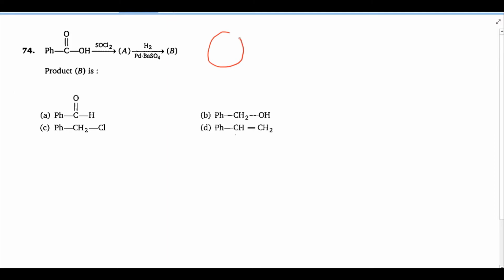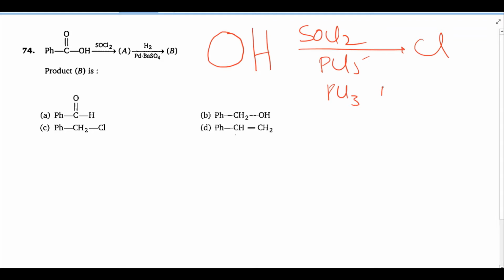Anywhere you want to convert OH to Cl, there are these reagents: SOCl2, PCl5, PCl3, TsCl. This is paratoluene sulfonyl chloride. With any of these reagents you add, OH is converted to Cl.